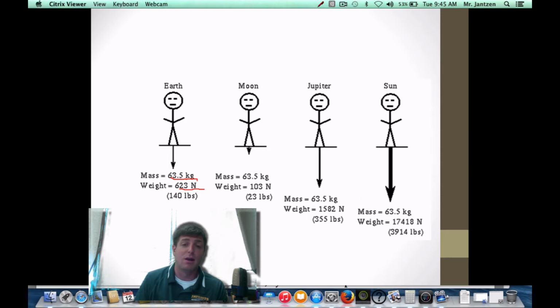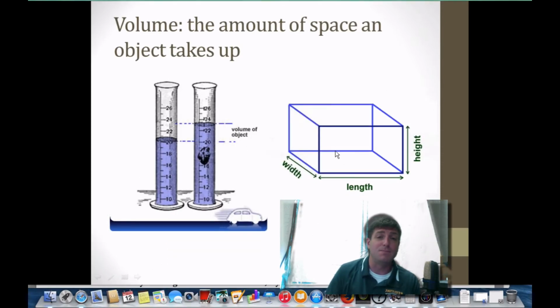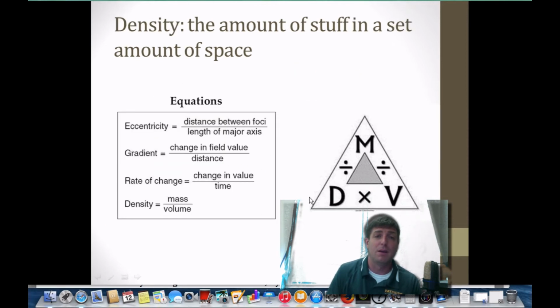Okay, so real quick, the volume is the amount of space an object takes up. Now, you've probably learned this before. You have your length, your width, and your height, and to calculate the volume of a solid object, you're going to take the length, multiply it times the width, and multiply it times the height. Length times width times height, and that will give you the volume of the object. If you're doing an irregular object, then you're going to use the displacement method, and we're going to go over that in a minute.